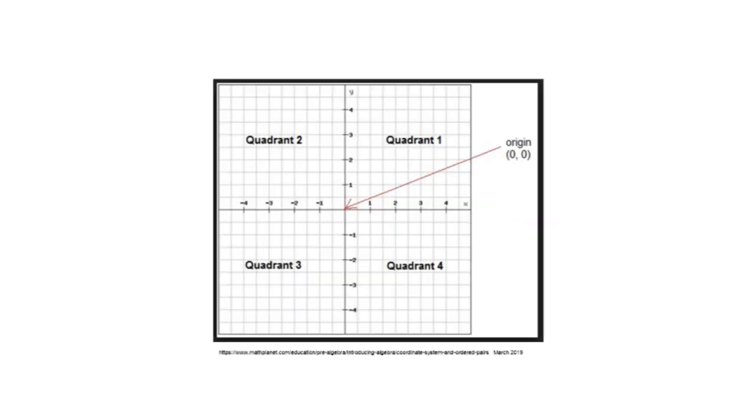Okay, so before we plot some points, let's just take a look here. In the middle where these two meet is called the origin, and that is 0, 0. So we write these as ordered pairs, x comma y. X is always first and then y. We use parentheses and we use a comma in between to just show that it's an ordered pair.